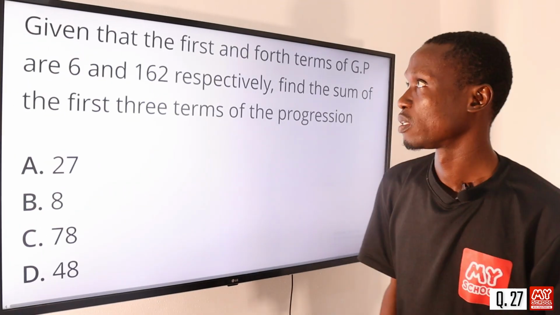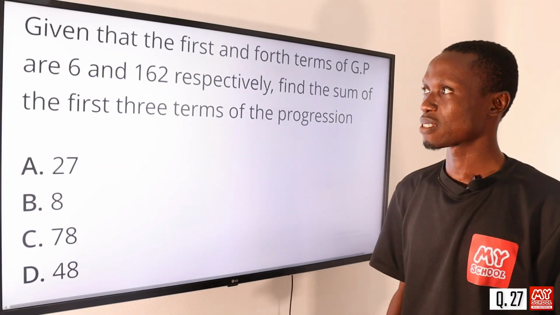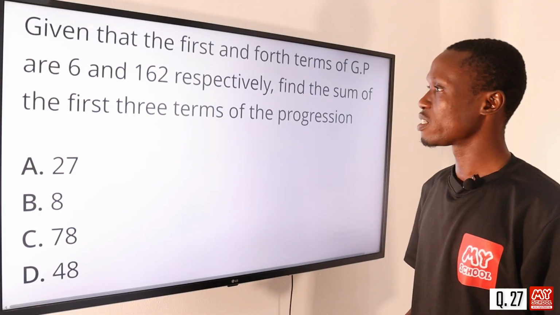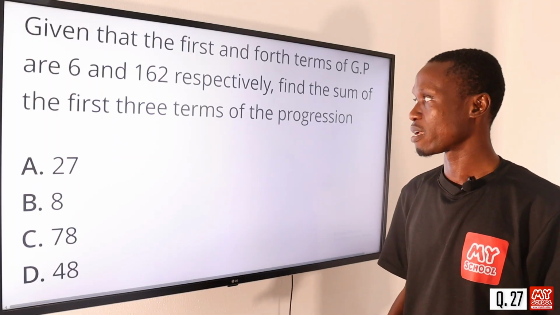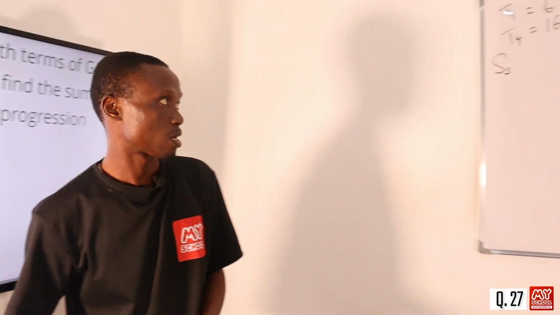Question 27. Given that the first and fourth terms of a GP are 6 and 162 respectively, find the sum of the first 3 terms of the progression. So let's move over to the board to provide answer to this question.